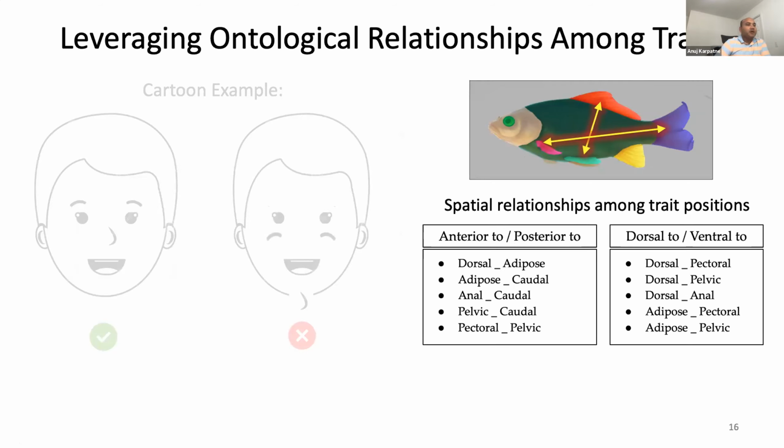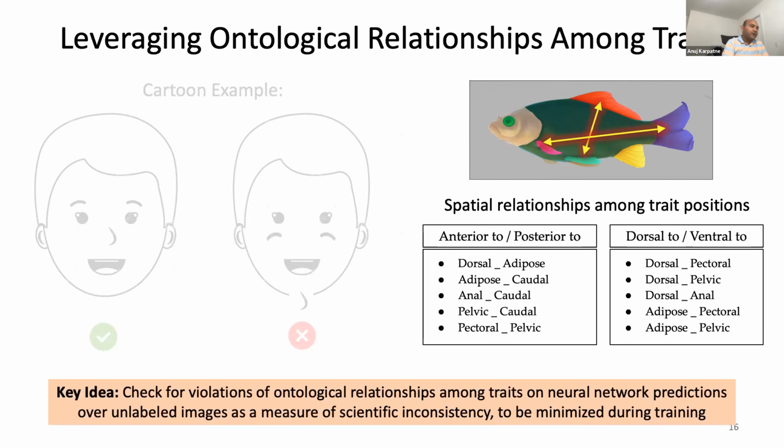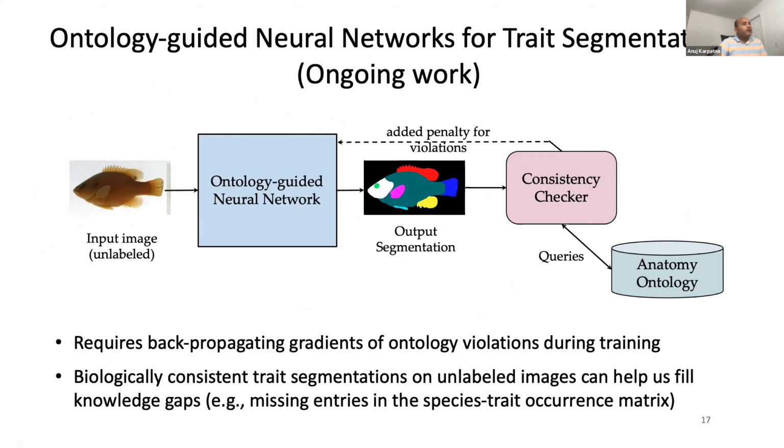a machine learning model violates any of these relationships, then I know that I need to go back and retrain my model. So this is an ongoing work where we are making use of large volumes of unlabeled images and checking for consistency by querying anatomy ontologies and backpropagating that in our segmentation model.